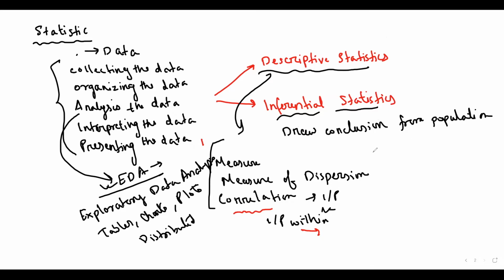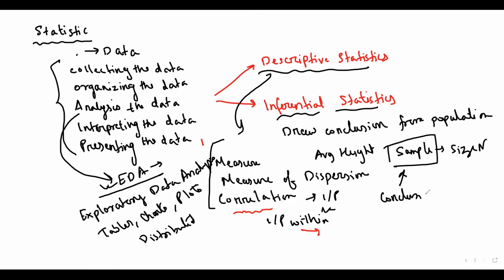Let's say you want to know the average height of a particular city, in a particular state. Now, how will you do that? You will not go to each and every individual house and collect their height information, right? That will be tedious and that's not a smart move. So rather than that, you will collect samples from the population of some size, let's say n, and based on this sample, you will find out the conclusion about the population.